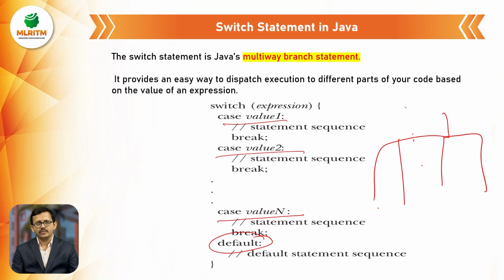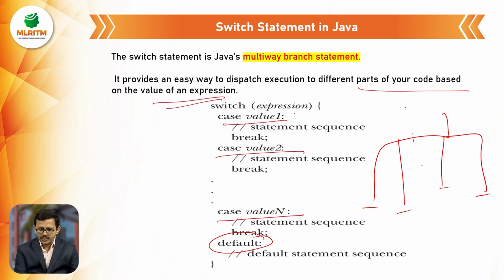So we are having more than two outputs. In if and else, we are having two outputs, either if true or false. Here, any one of them can be true or all of them can be true. So it might not be any false statement. In such conditions, we'll be using the switch statement. Okay. So it provides an easy way to dispatch execution to different parts of your code based on the value of the expression. So we are going to different parts of our code based on the value of the expression.